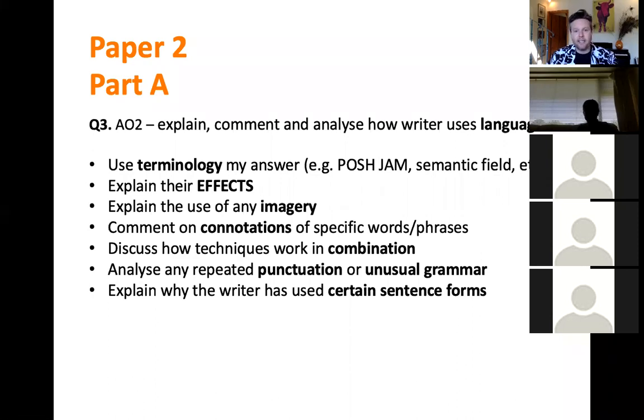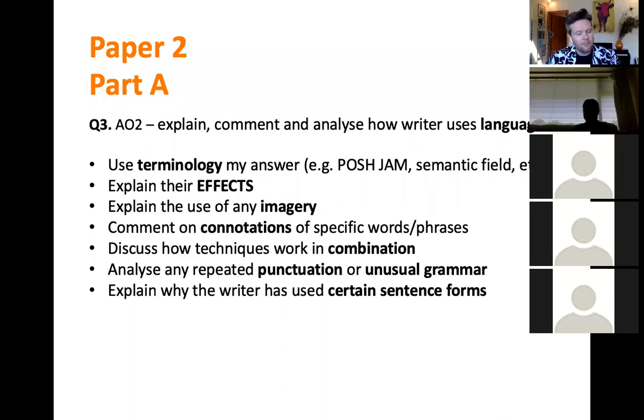Discuss how the techniques work in combination as well. So if you're finding that, for instance, there's lots of hyperbole and lots of simple language, then perhaps that points towards some sort of sensationalism. So those terminology in combination, perhaps you can argue what the effect of that is.